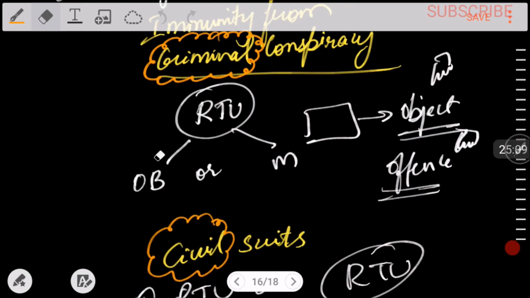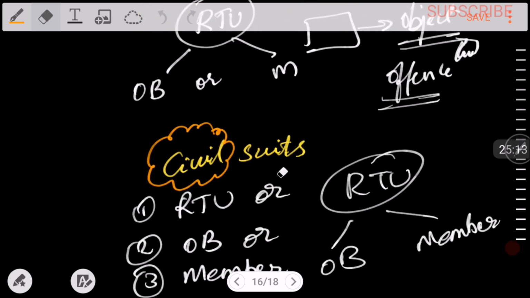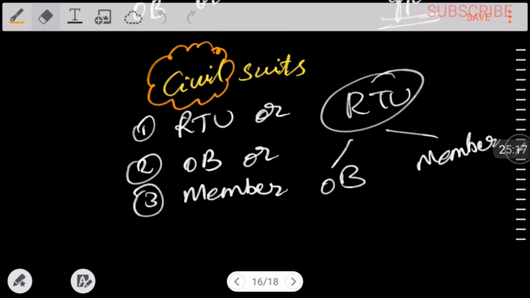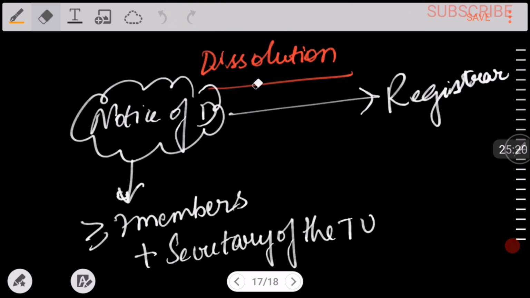Then we discussed about the immunities provided to the registered trade unions. That is, immunity means exemption from obligation, immunity from criminal conspiracy. That if the agreement is for the objects of the trade union, then the immunity is available, and if the agreement is for the offence, then the immunity to the office bearers and the members is not available. Immunity from civil suits. Registered trade unions, office bearers and members have the immunity.